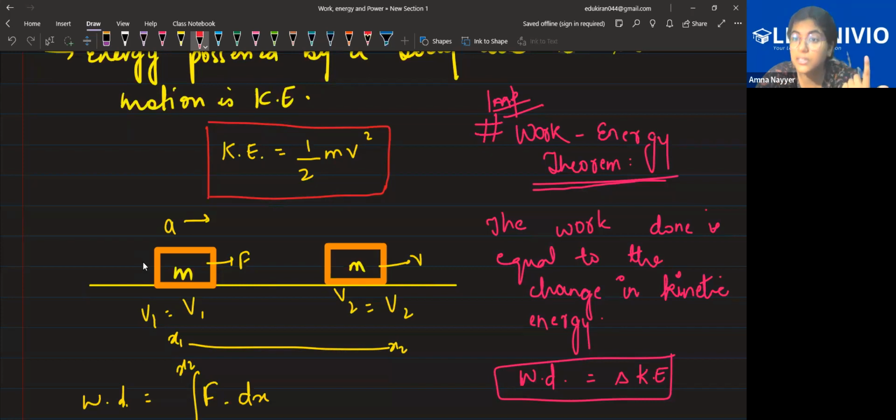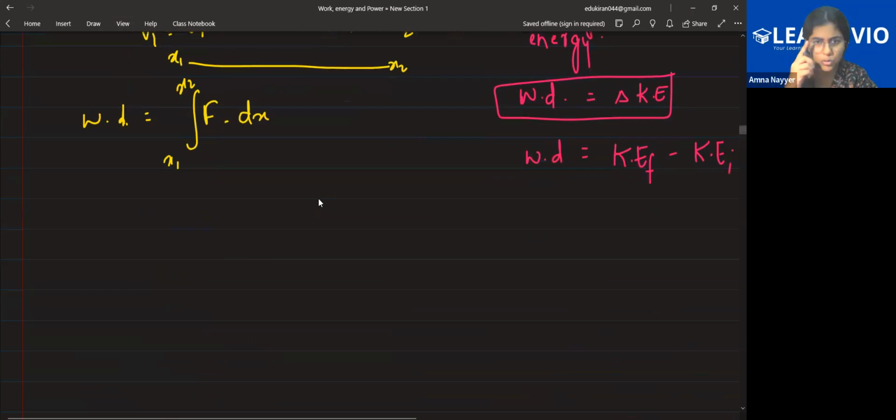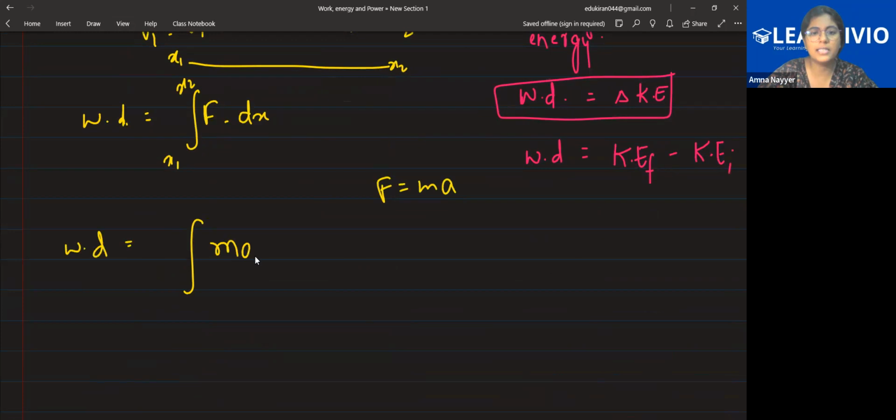And we have studied if there is a work done, then you have the concept of kinetic energy. Even without that, there is a movement, so you say yes, there is a kinetic energy which is involved. So here you say work done is equal to force into displacement from x1 to x2. Now you know one thing, force is equal to mass into acceleration. So let's put that. Work done is equal to mass into acceleration dot dx from x1 to x2.